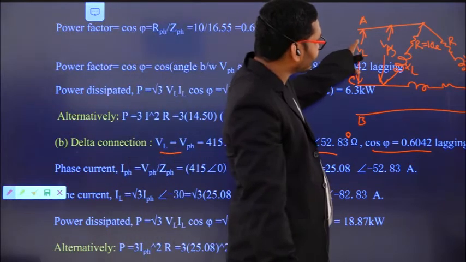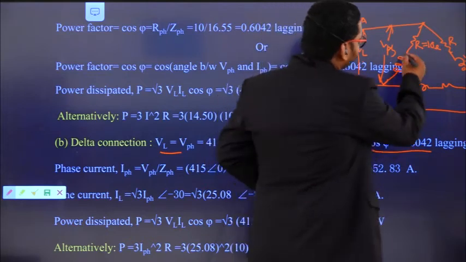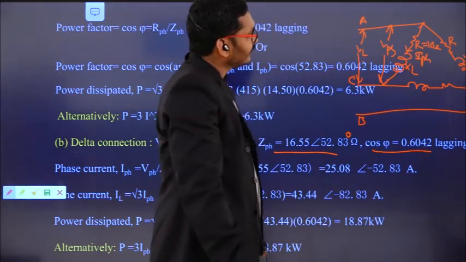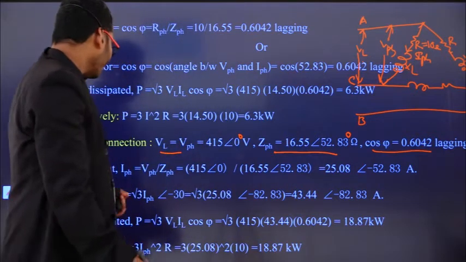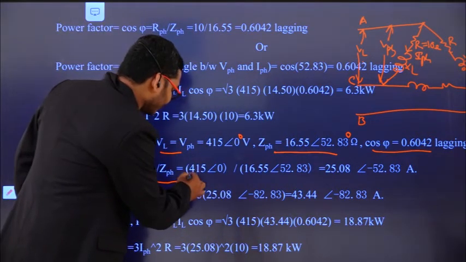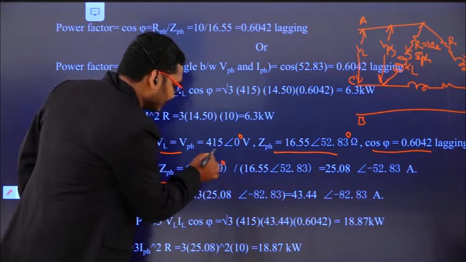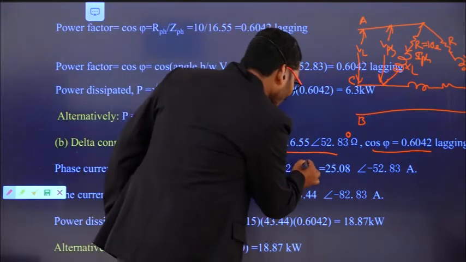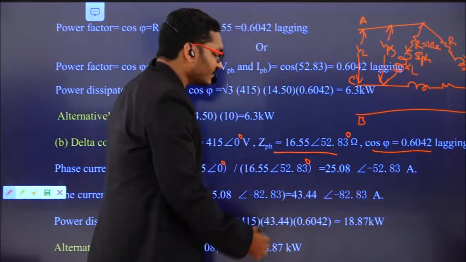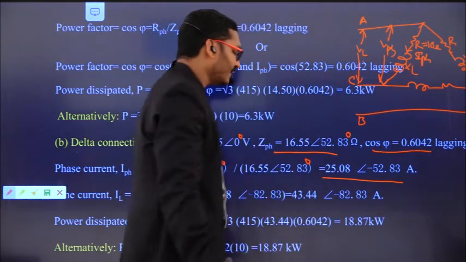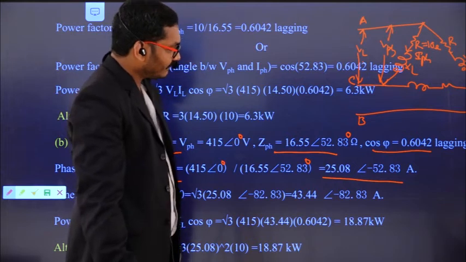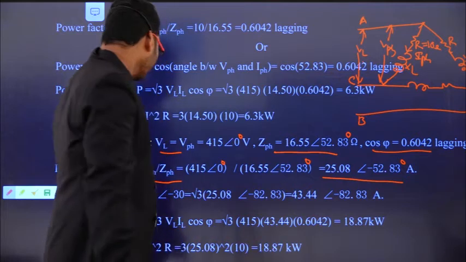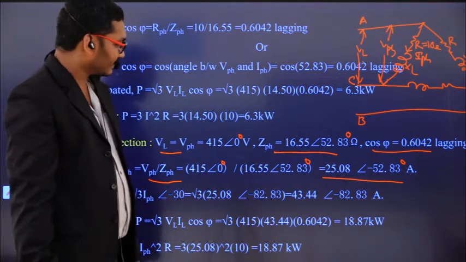Now if you want to find the phase current, here the line voltage equals the phase voltage. So for any phase, I phase equals V phase, or VL, by Z phase. So the phase current equals V phase by Z phase: 415 at an angle 0 by 16.55 at an angle 52.83 degrees. After simplification you will get 25.08 at an angle minus 52.83 degrees. This is the phase current for the delta connected system.